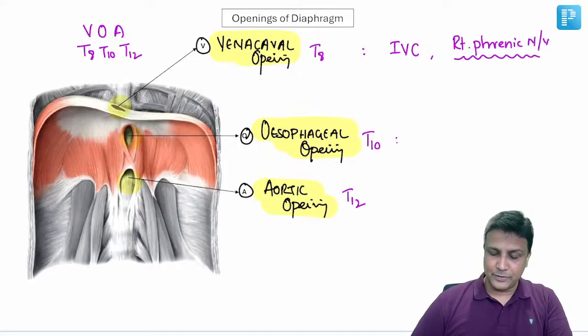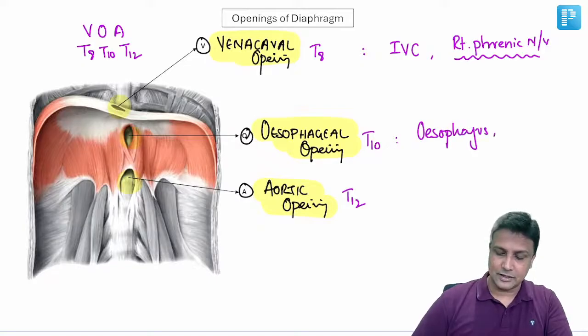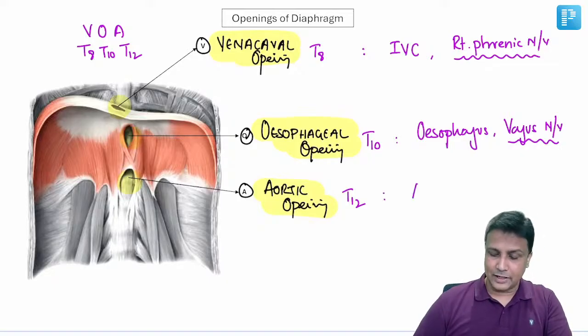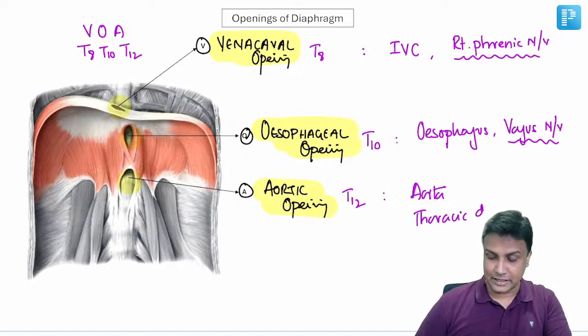Now from the esophageal opening, of course, the esophagus will be passing from here, sir. And along with the esophagus, remember, there will be the vagus nerve. Along with the esophagus, there will be the vagus nerve here. And then the aortic opening, what is going to pass from here? Of course, the aorta. Along with the aorta, there will be the thoracic duct passing from here, that largest lymphatic. Along with that, even the azygos vein is also going to pass from here.